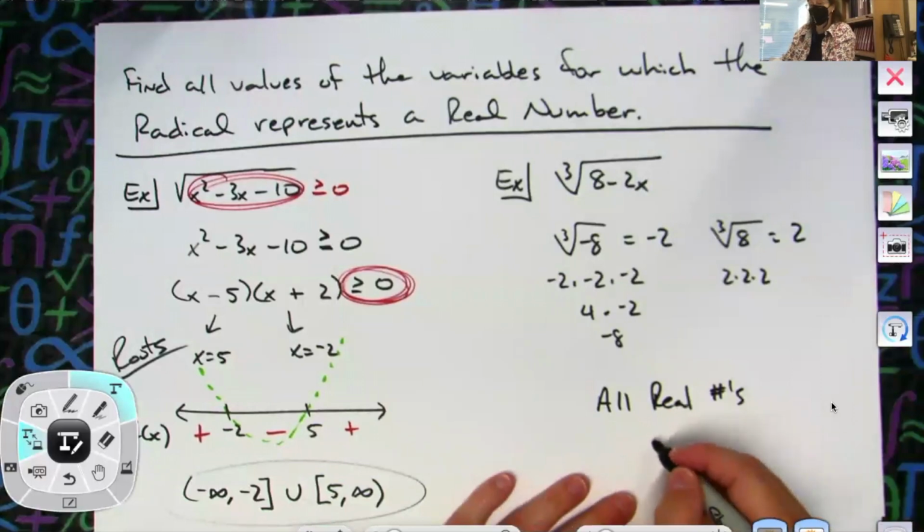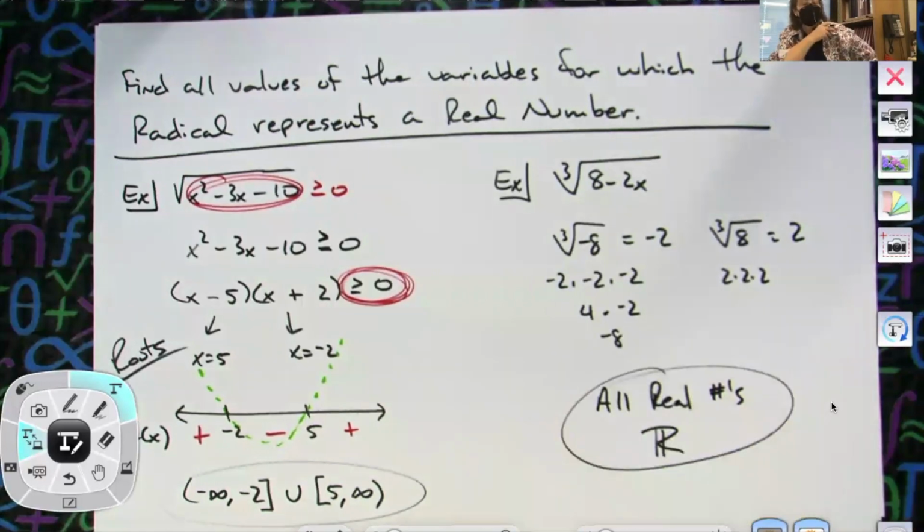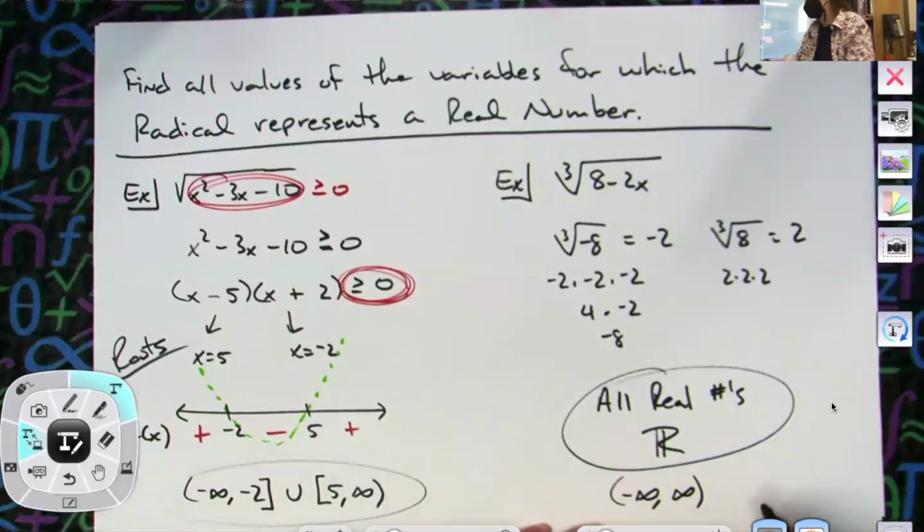Did I show you guys this last year? Double bar R for all real numbers. You can write it out. That notation you ought to get used to regardless. So we write it like that instead of an interval. If it says interval notation, negative infinity to positive infinity. That's interval notation, but I'll take the other way too.